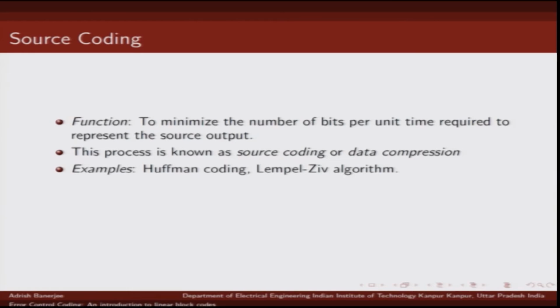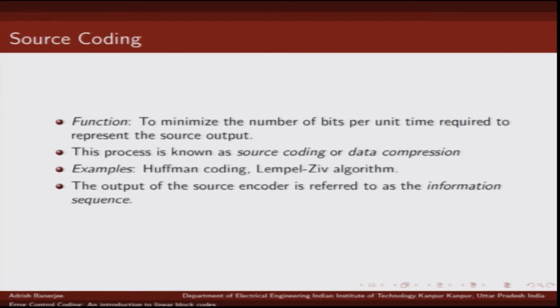Some examples of data compression techniques are Huffman coding and the Lempel-Ziv algorithm. We will not be talking about these because these are topics of interest in information theory. We will restrict our discussion to coding theory topics in this course. And as I said, the input to our channel encoder we are referring to as the information sequence.